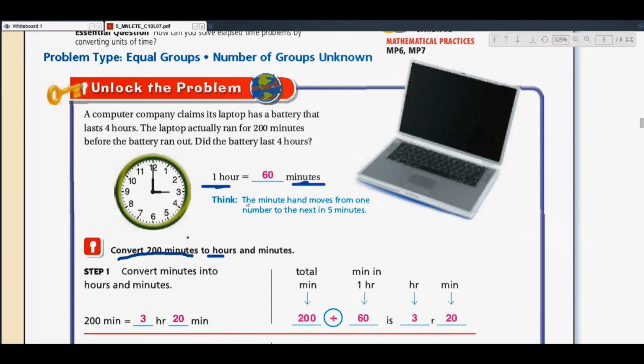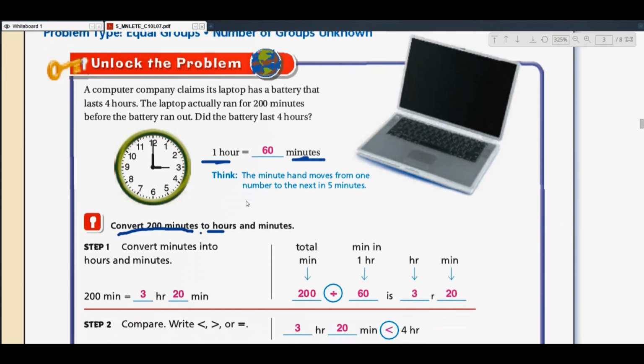We have here minutes to hours. So we are converting here from small unit to big unit, which is minutes to hours, because minutes are smaller than hours. So you have to divide, but we have to divide by what? We have to divide by 60, because 1 hour equals 60 minutes. So divide 200 minutes by 60 to get the number of hours in 200 minutes.